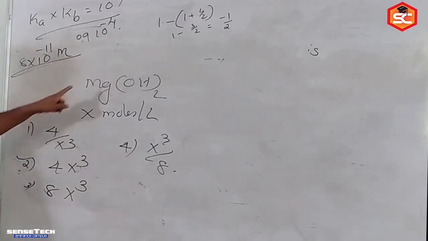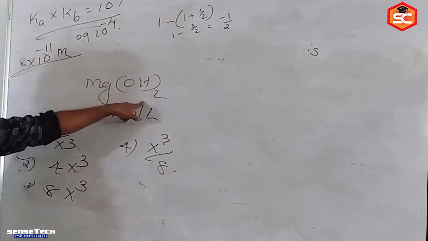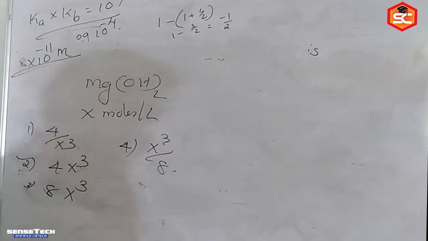Solubility product: one magnesium ion produces 2 OH minus ions. If we give the magnesium ion as x, then for this we give 2x, the whole square. So 4S cube. It is the same option as we wrote for lead chloride.